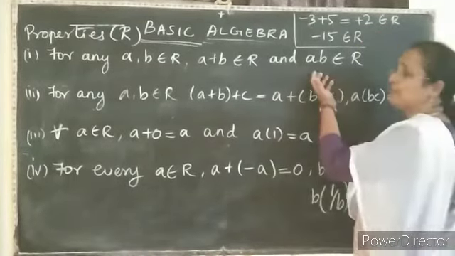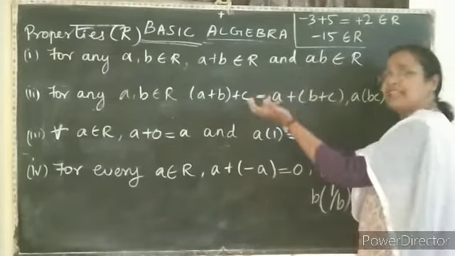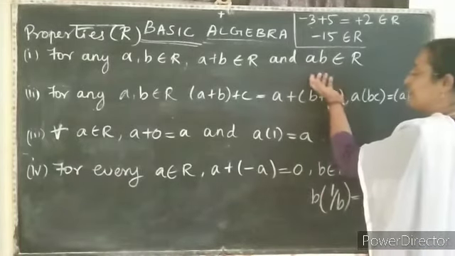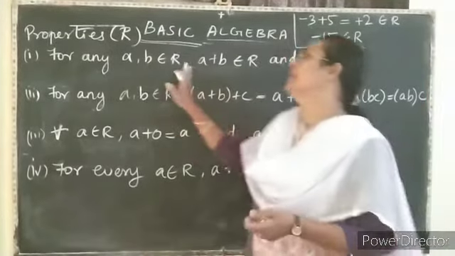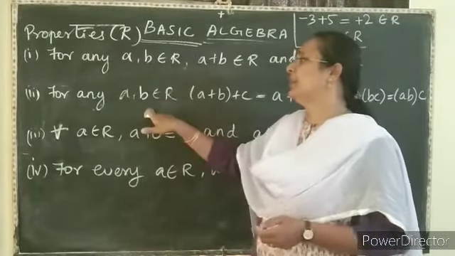So that's what the first property says. If we add two numbers, the sum of those two numbers will again be a real number. When we multiply those two numbers, the product will again be a real number. A very simple and important property too. Now let's discuss the second one.